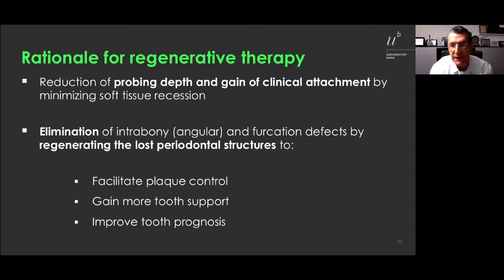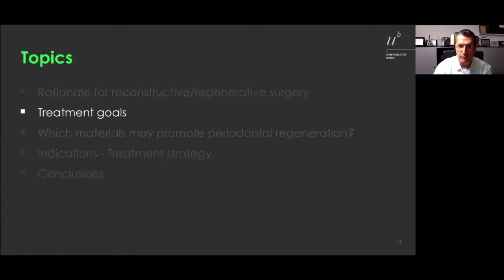So by eliminating the intrabony or the angular defect, we would facilitate biofilm control. In other words, it is easier for the patient and for the dental hygienist to clean and maintain this area, but also to gain more support for the tooth. And what is our final goal? To maintain the dentition lifelong. In other words, I would like to improve tooth prognosis.